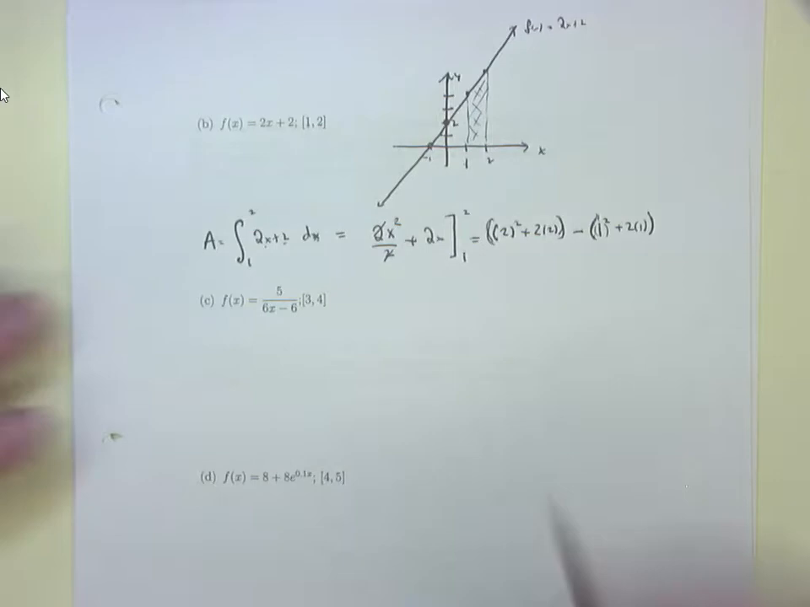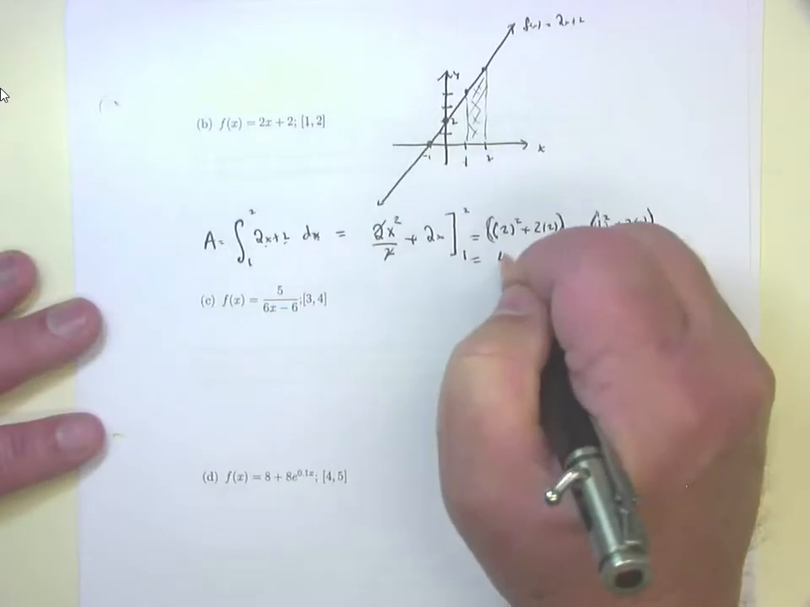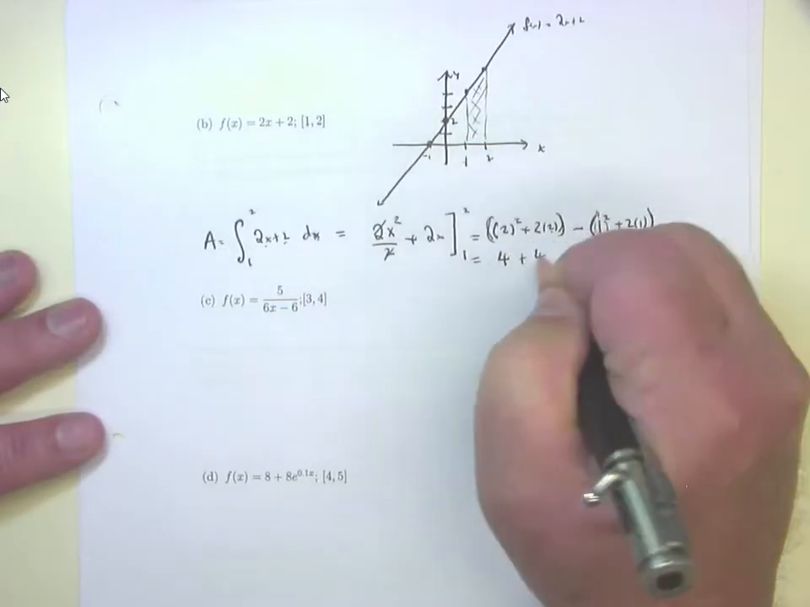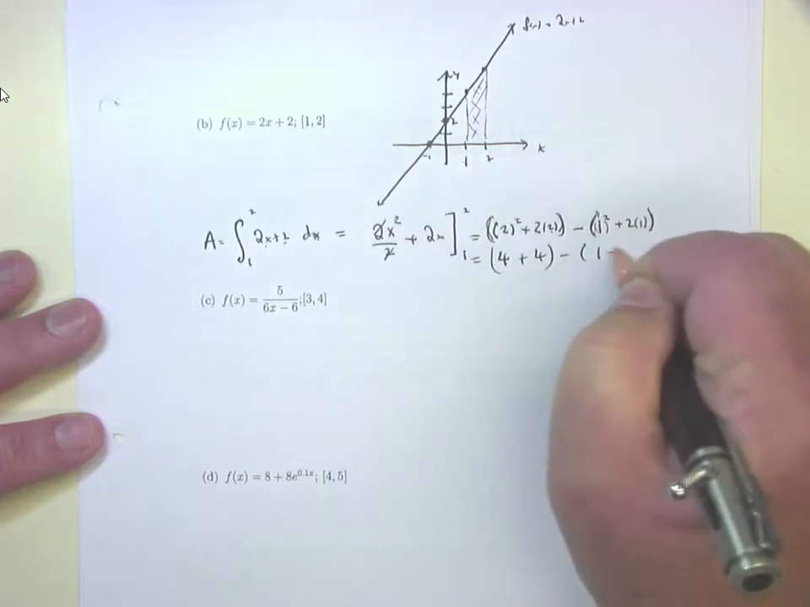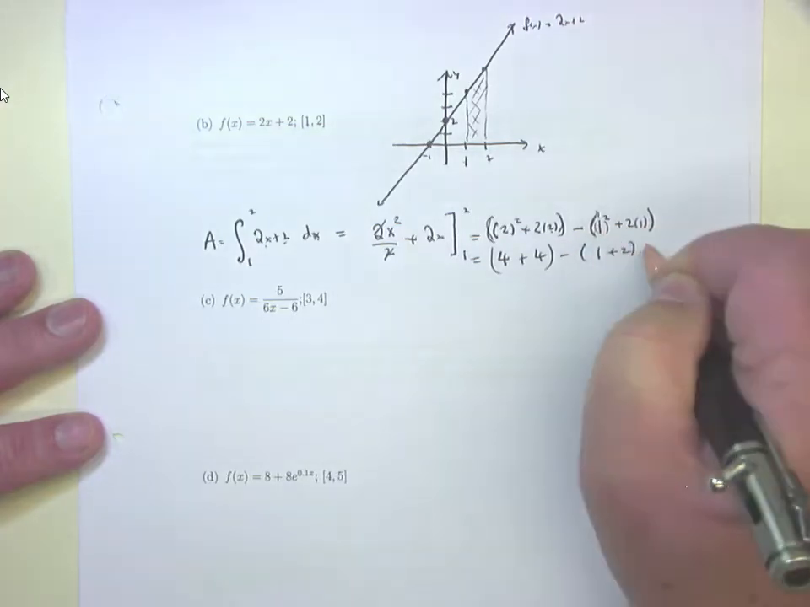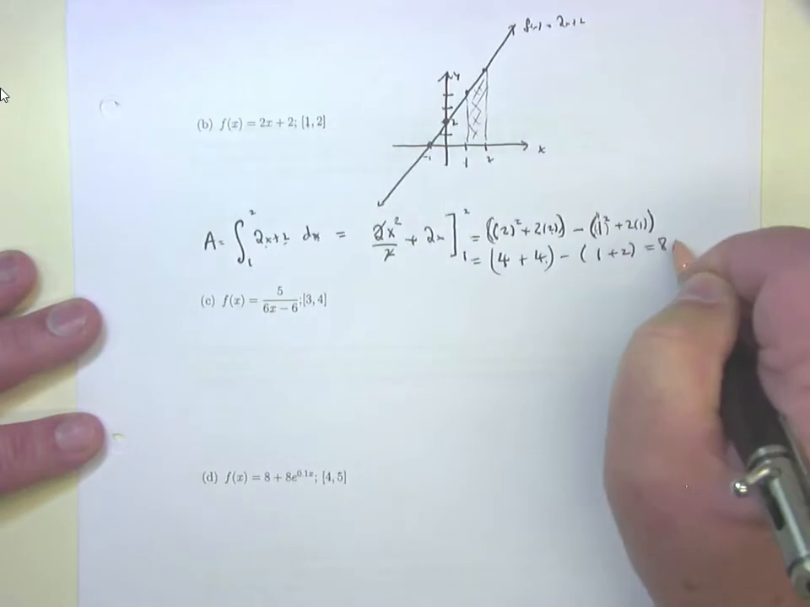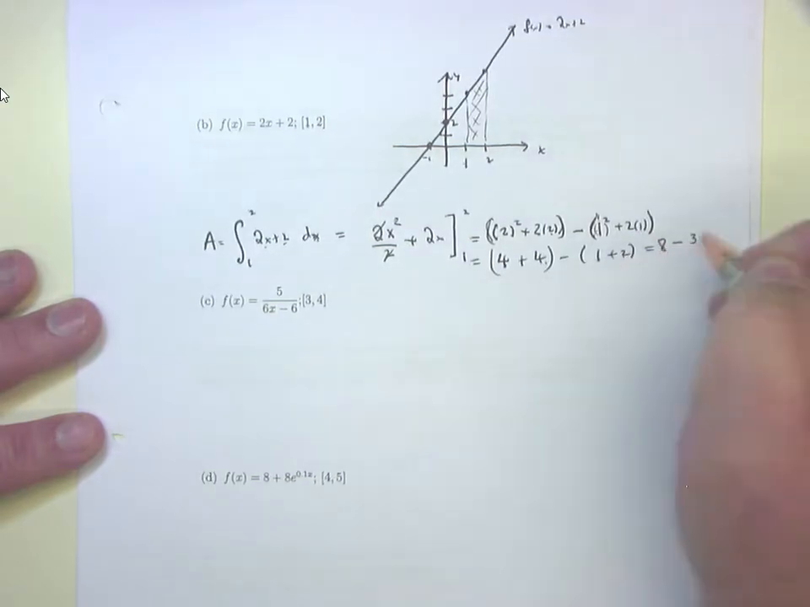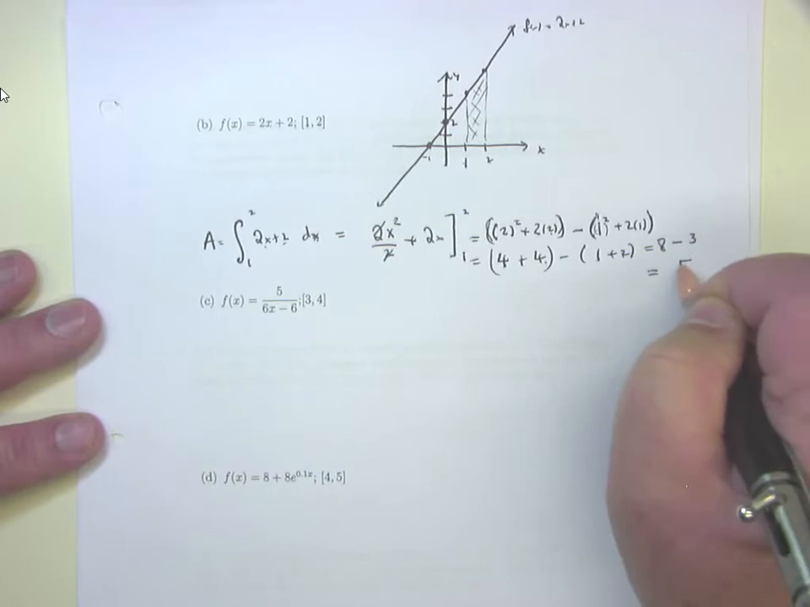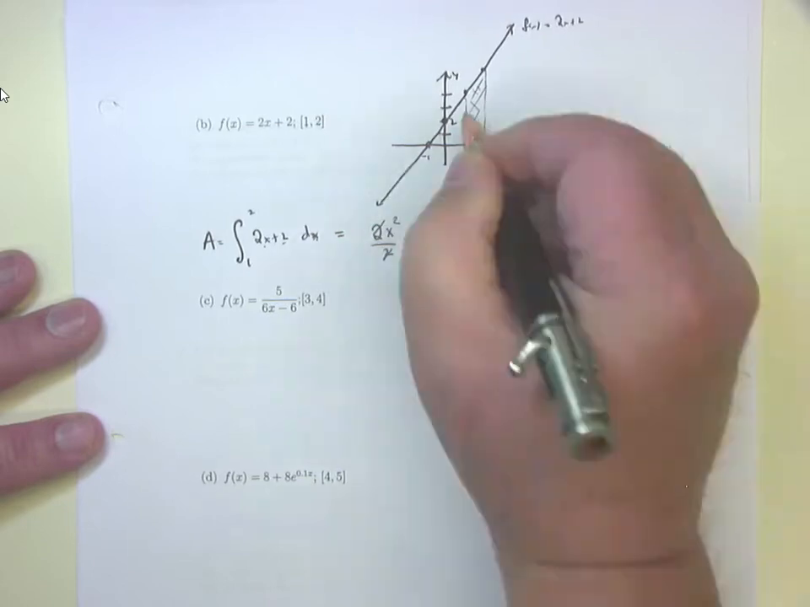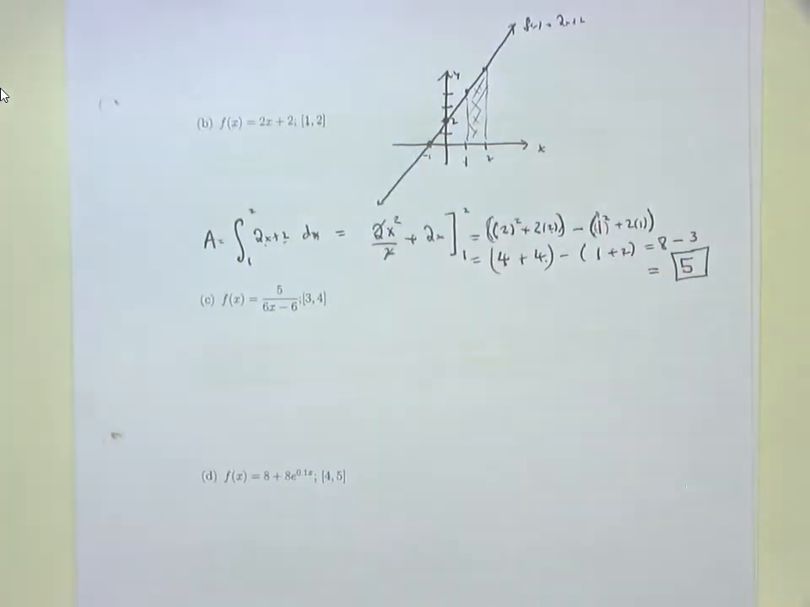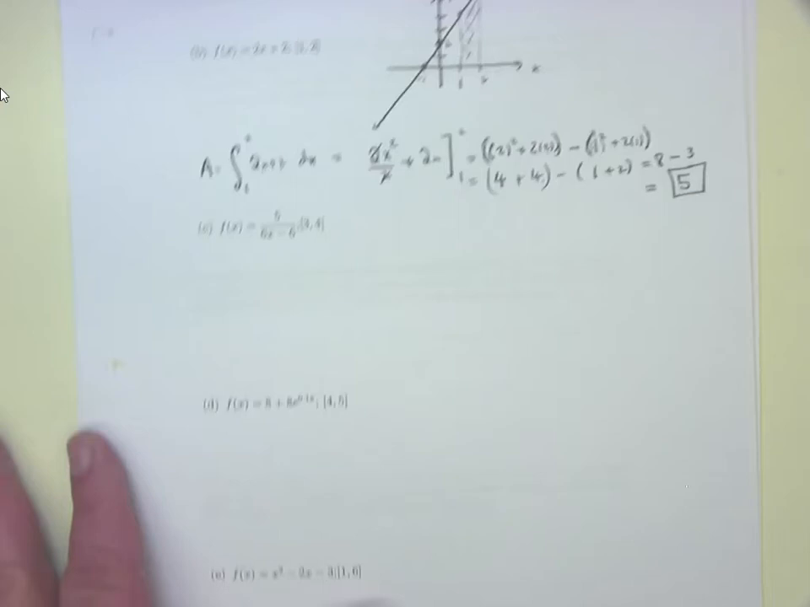Okay? This is equal to 2 squared is 4, plus 2 times 2 is 4, minus 1 squared is 1, plus 2 times 1 is 2. 4 plus 4 is 8, minus 1 plus 2 is 3. So the answer is 8 minus 3, which is 5. And notice it's positive because the area is above the x-axis. There's 5 square units of area underneath this function, 2x plus 2, between x equals 1 and x equals 2. Does that make sense?